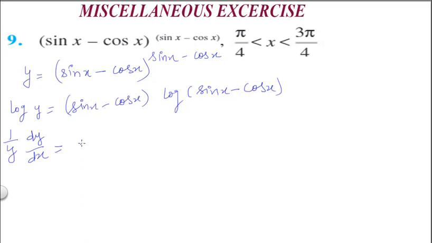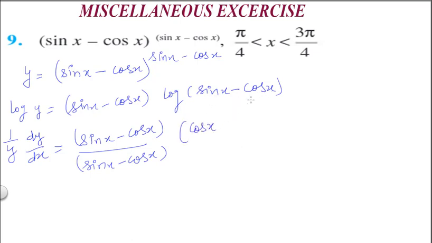We have 1 by y, dy by dx equals, as you see there are two functions, so the product rule will be used. First function is as it is, differentiation of log of (sin x minus cos x) is 1 upon (sin x minus cos x). Now we will do for (sin x minus cos x). Sin x differentiation will be cos x and cos x differentiation will be minus sin x. So minus and minus will become plus.